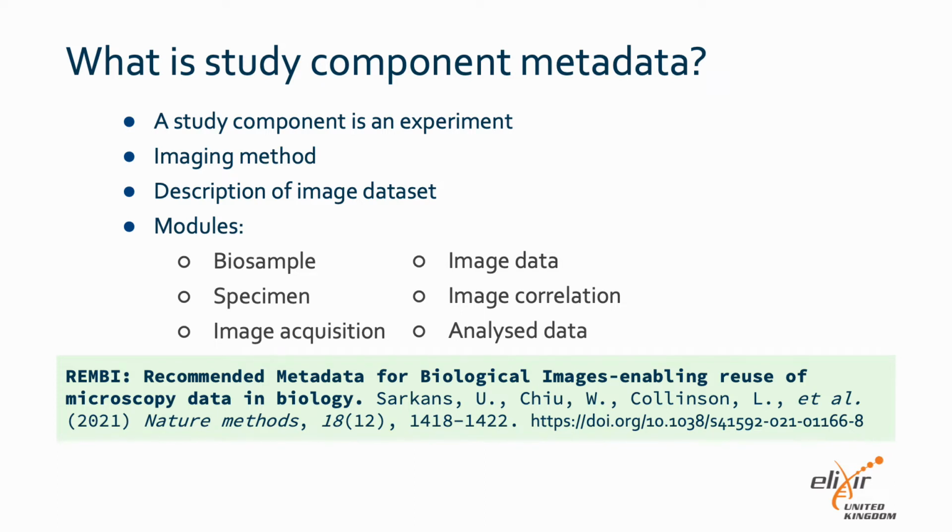These are biosample, specimen, image acquisition, image data, image correlation, and analyzed data. These modules will be described in later RDM Bytes, but for now keep them in mind so that you don't record details twice. For the remainder of this video, I will talk about points 2 and 3 and how to store the study component metadata.